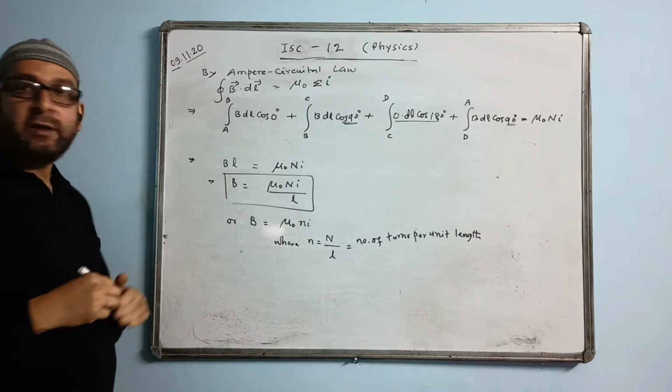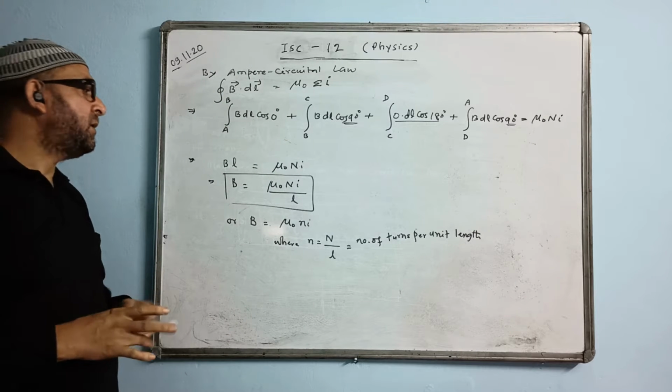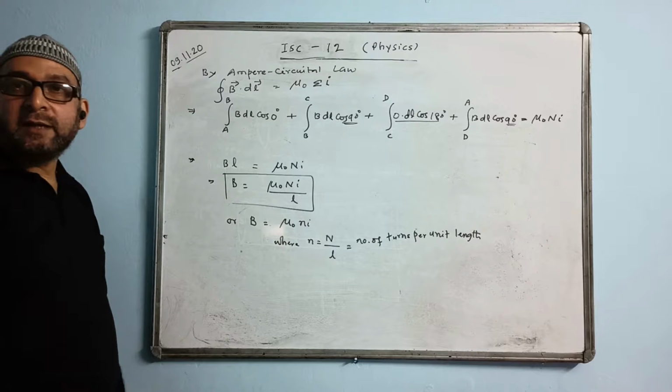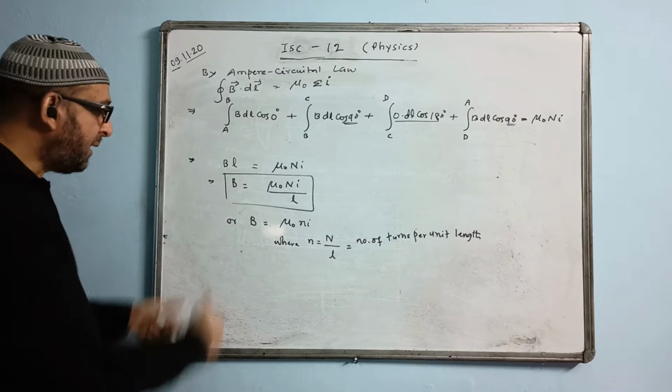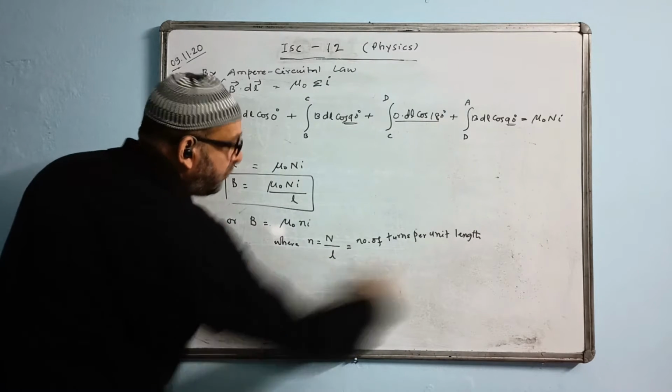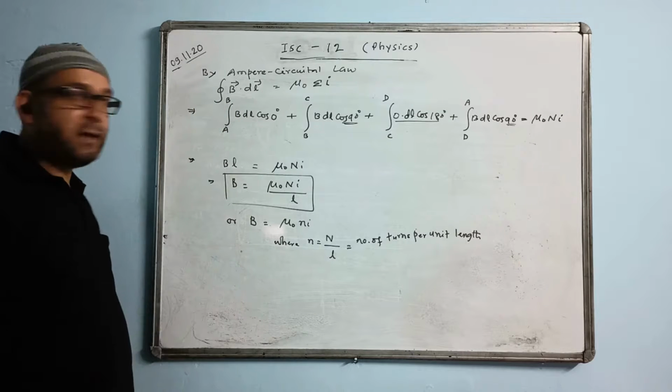Number of turns per unit length. This is the formula of magnetic field inside a solenoid. And what direction does it act? It acts in the direction south to the north, like A to B direction. That's what I showed there in the diagram.